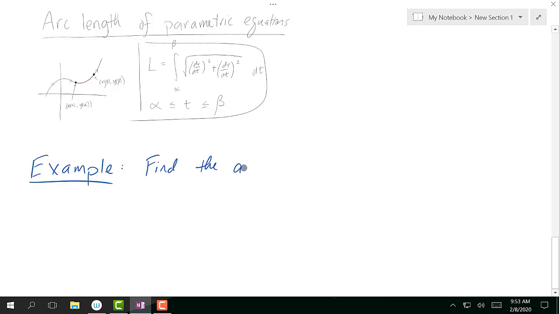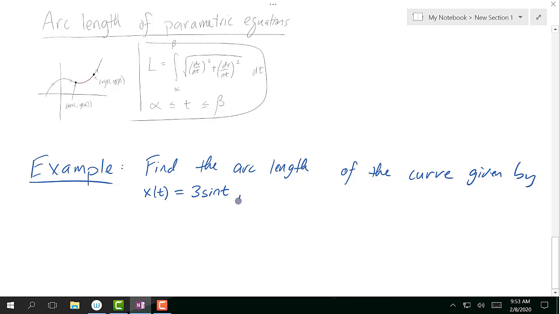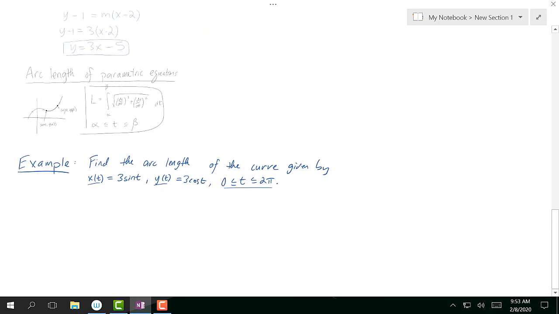Okay, so we're going to find the arc length of the curve given by x of t equals 3 times sine of t, and then y of t is equal to 3 times cosine of t for t between 0 and 2 pi. So again, for this question to be a complete question, to have all the information, I need to tell you the functions that we have, x of t, y of t, and the bounds on t.